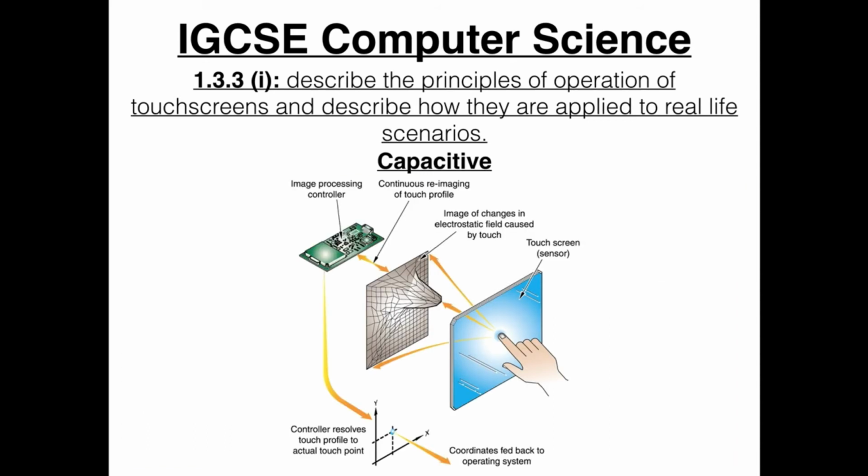A capacitive touchscreen device kind of works like this, kind of looks like this rather. There's the microprocessor, there's the screen, and an electrostatic field caused by touching the screen, and coordinates are fed back. It's kind of like this.